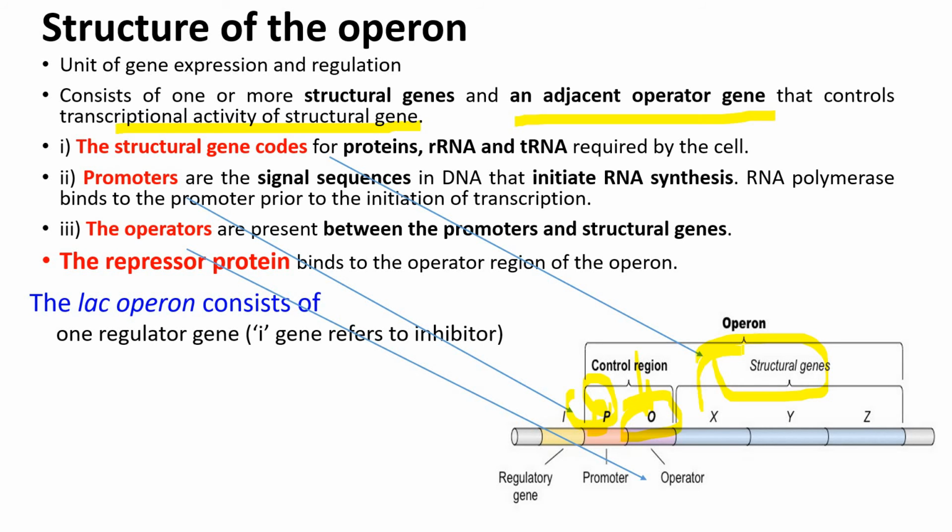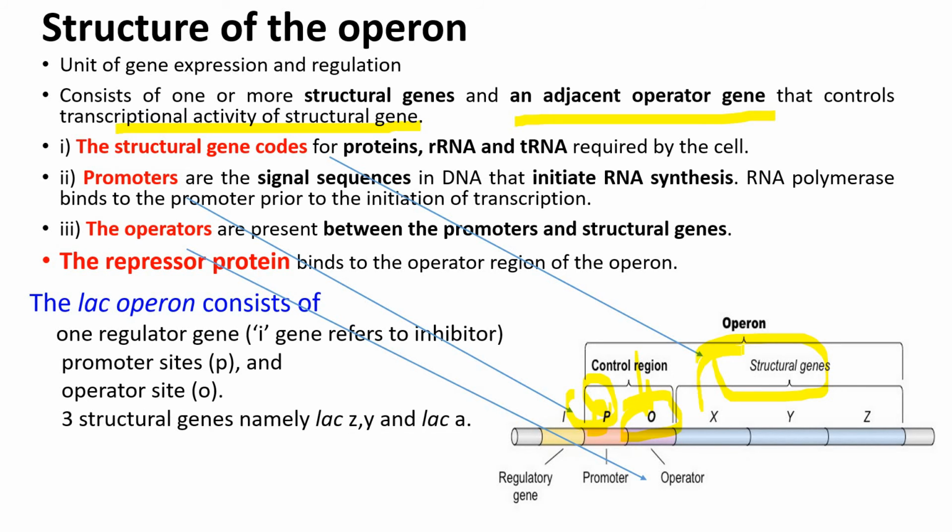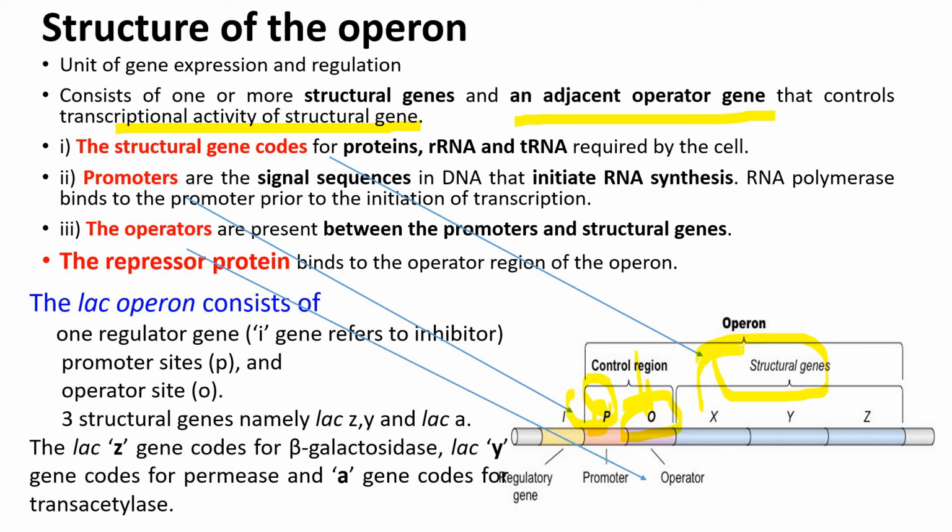Now this is in general what we have studied, and we have the Lac operon or lactose operon. So what are the components present? The same components are present. Don't worry, all the components are present. One regulator gene I, promoter site P, then operator site O, and 3 structural genes, namely Lac Z, Y, and A. So these are all the components present in the Lac operon.